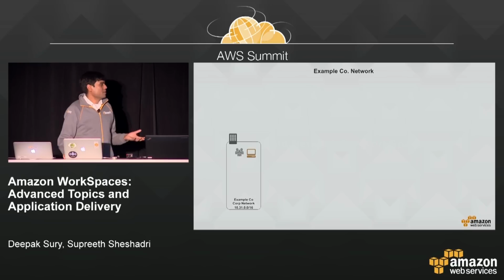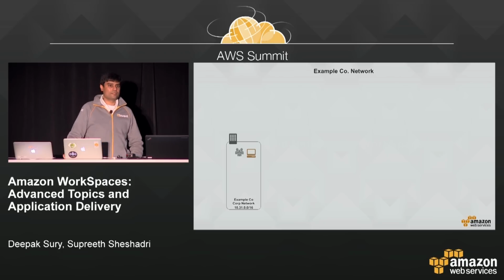Example Co. is a company that has an on-prem network already. They have an on-prem data center. They have their Active Directory running on-prem. They might have a few other applications already running on-prem. So that is, let's say, the 10-dot network that they have set up. They're using a VPC on the AWS environment, which is a 172-dot network. Notice that the CIDR ranges are non-overlapping, so that is good. That's something that's required when you're setting up Workspaces, to make sure that your CIDR ranges aren't going to overlap.